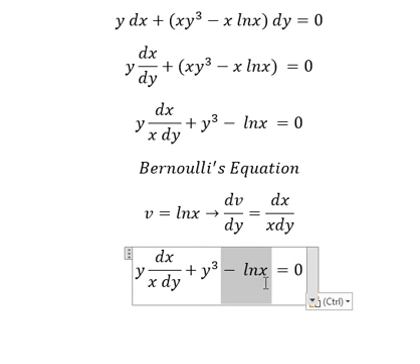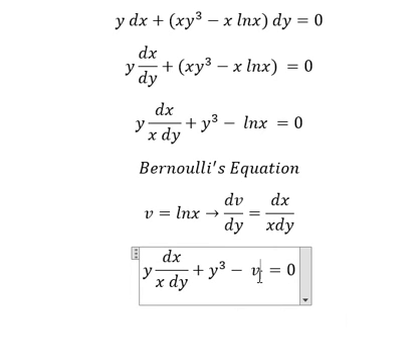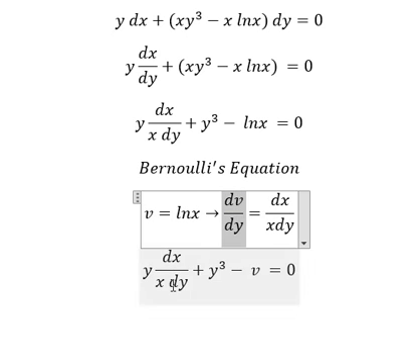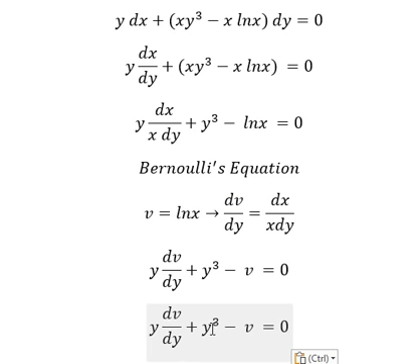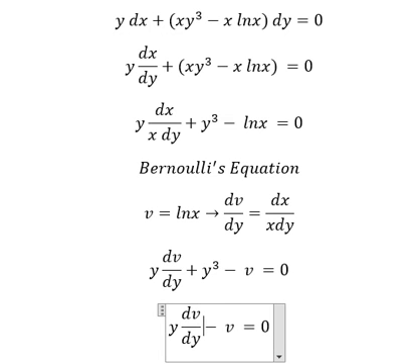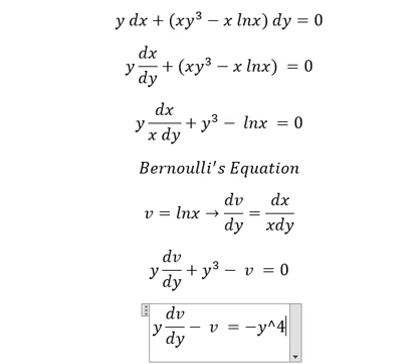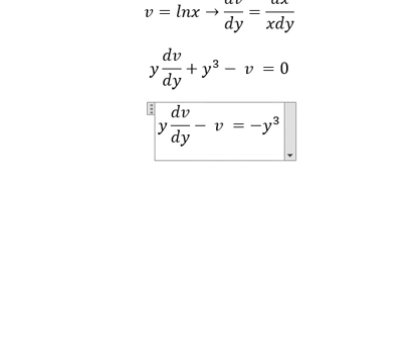Next, this one we change by v. This one we change by dv over dy. Next, y to the power of 3 we put on the right, and we have negative y to the power of 3. Next, we divide both sides by y.